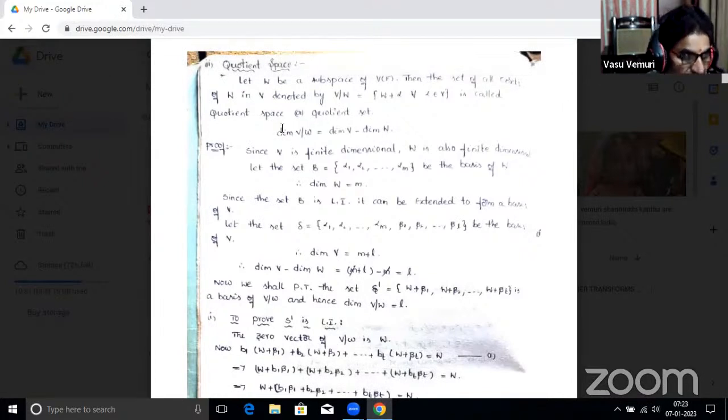Now, first of all, V by W under addition is an abelian group, and V by W under multiplication, scalar multiplication holds good. Now, that is also one of the theorems. Please stay on the line, just see and refer.